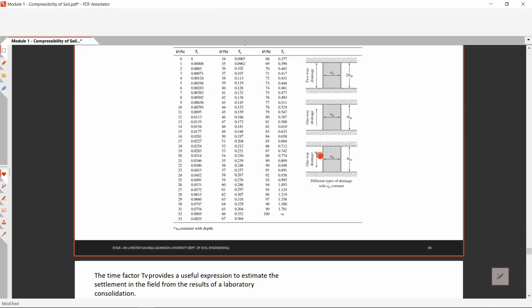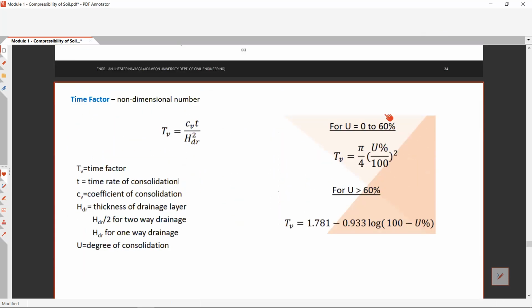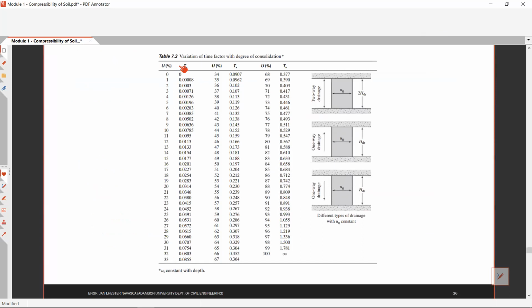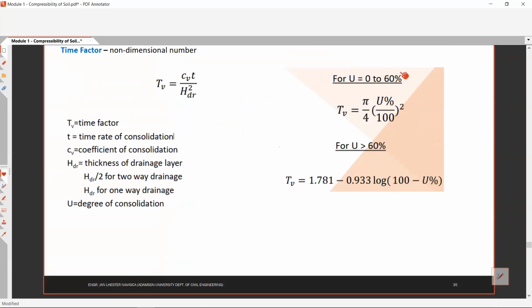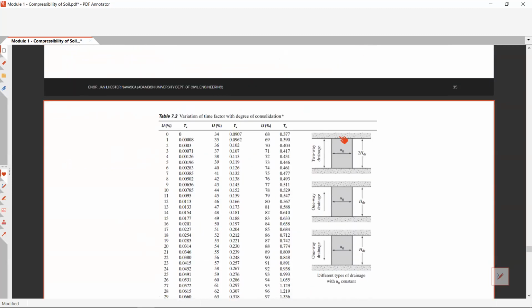So we can also use the graph, the table, this one. If you don't want to use this equation, pwede ditong sa graph na lang. So T sub V and U is given. So the value of U and the value of T sub V, or the time factor, is written from 0 to 100. So basically, kung ano yung nakalagay dito, yun lang yung ginamit dito. So tinabulate na lang. Okay? So you can verify. Parehas lang yan.